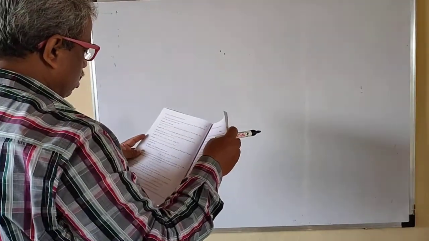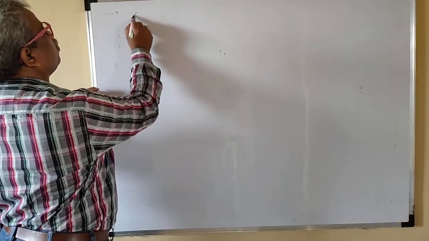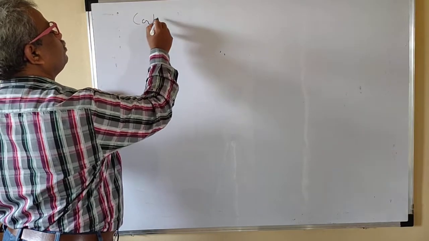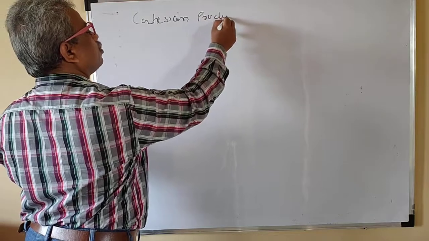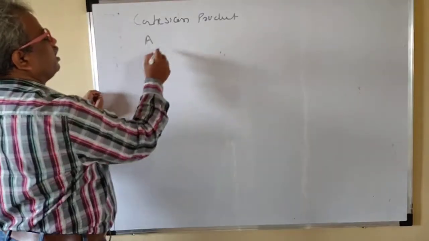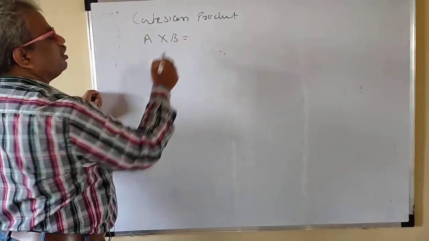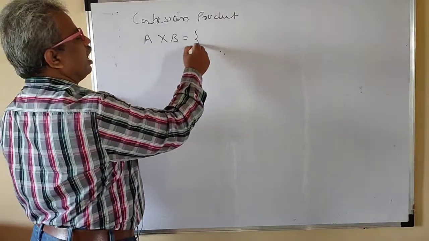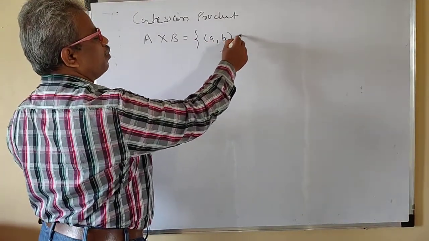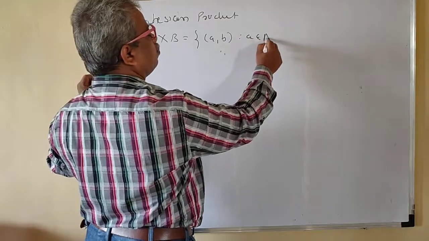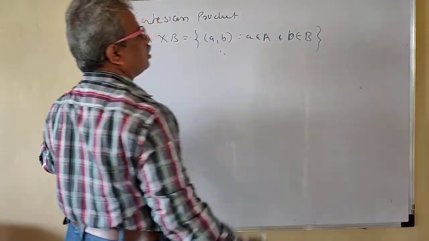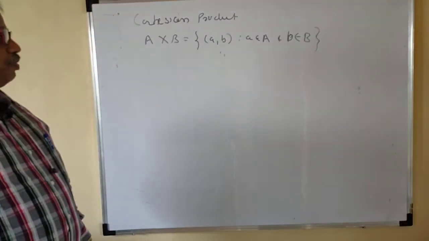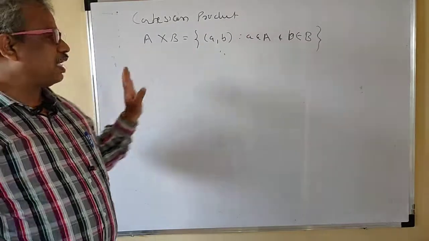Now let us write the Cartesian product. Suppose A is a set and B is a set. The Cartesian product is denoted by A cross B, right? And it is defined as the set of all ordered pairs (a, b) such that a belongs to A and b belongs to B. So ordered pairs are very important.